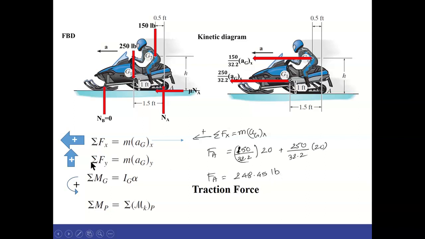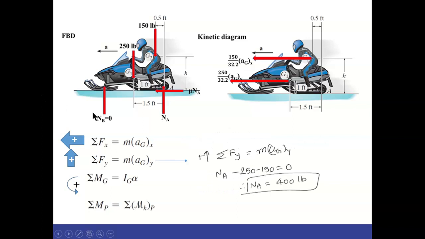Second thing, we need to write down the equations of motion for the sum of forces in the y direction, and that will help you find the normal force Na. So you can pause the video and try to do it yourself and calculate Na. By the way, what is the acceleration of the center of mass in the y direction? It's 0, because neither the rider nor the snowmobile moves in the y direction, they move in the x direction. Okay, so then it will help us find the normal force, which is 400 pounds.